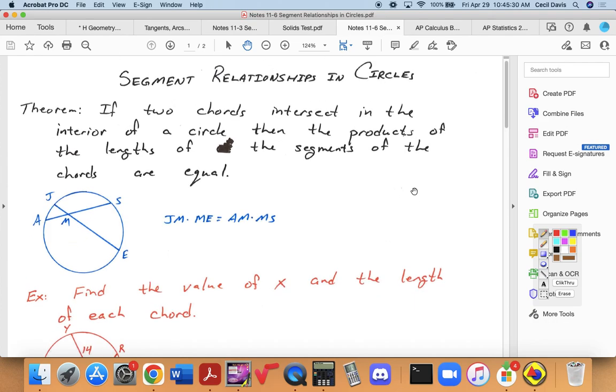All right. So again, this will not be on next week's quiz, which is on Monday, nor will it be on next week's test, which is on Thursday.